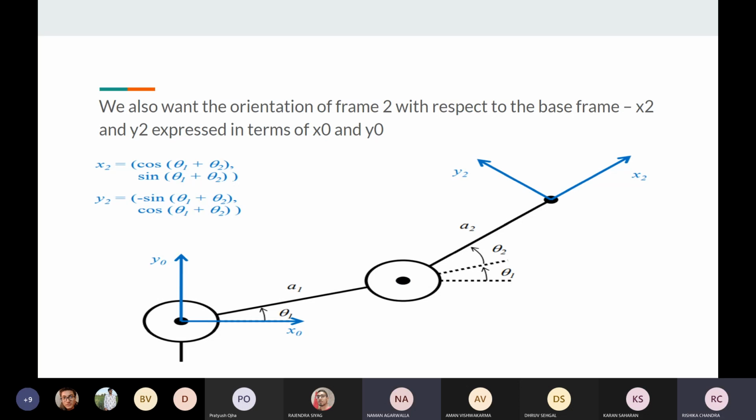Okay, we can also express x2 and y2 with respect to x0 and y0 with the base frame, right? We keep the second frame in the position of joint 2, and then we apply a similar process to what we did earlier. Okay, next slide, please.